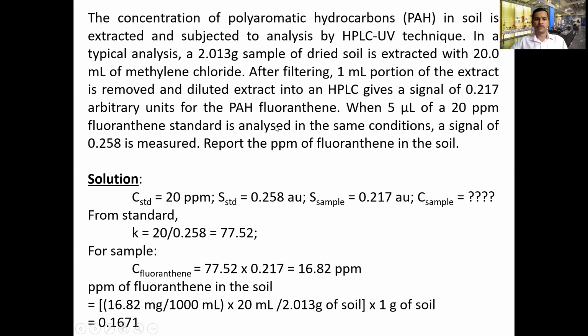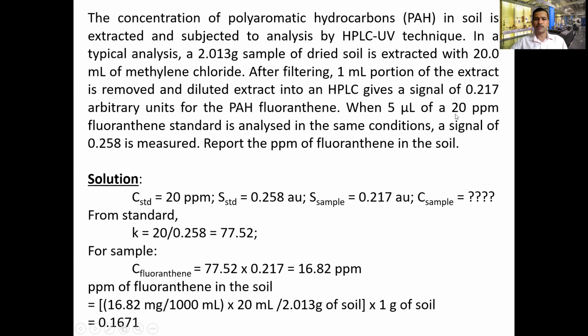This is the problem. So the same equation holds good. C is equal to K into S. First, you should know the concentration of the standard and the arbitrary units, which are the signal by the detector for the standard. That is given here. 5 microliter of 20 ppm fluoranthene was injected into the column. It has given 0.258 arbitrary units as the detector signal.